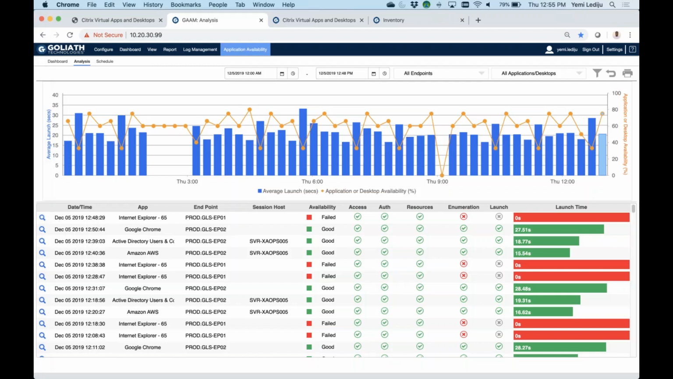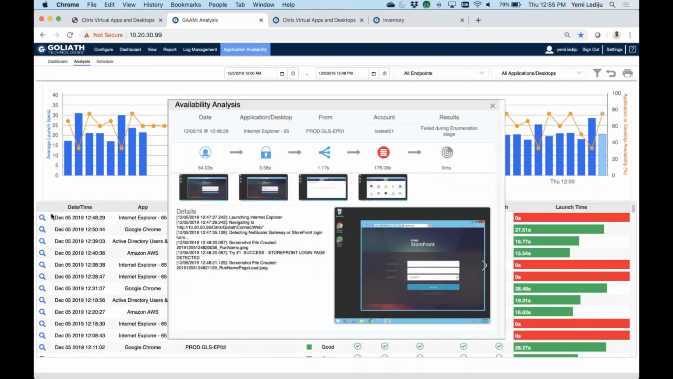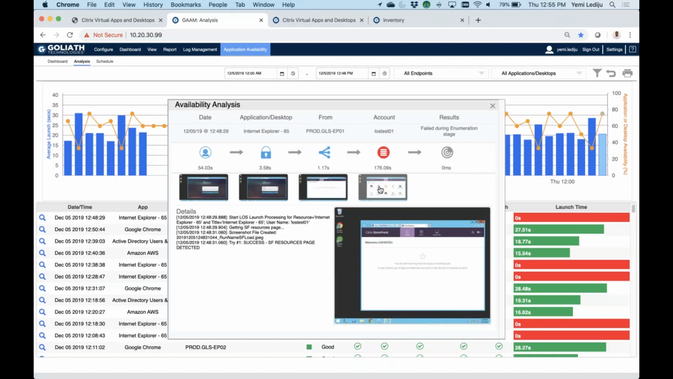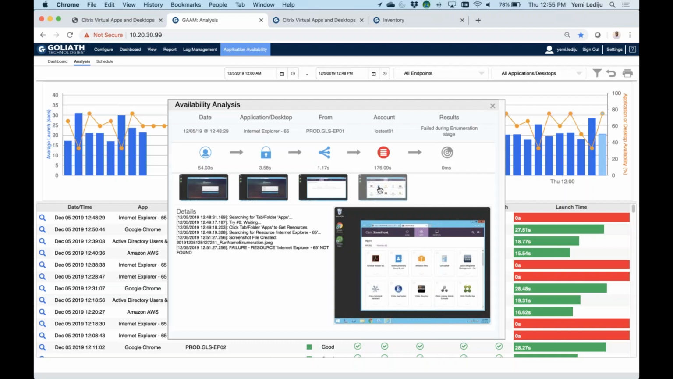So what they did is click here on this magnifying glass icon, and now what you get is deep information, specifically screenshots of each step of the process. And how this is helpful is, when they got to a particular failure point, they were able to see that it failed at the enumeration stage, meaning that the application, in this case the Epic application, was not enumerating on the StoreFront page for those users.